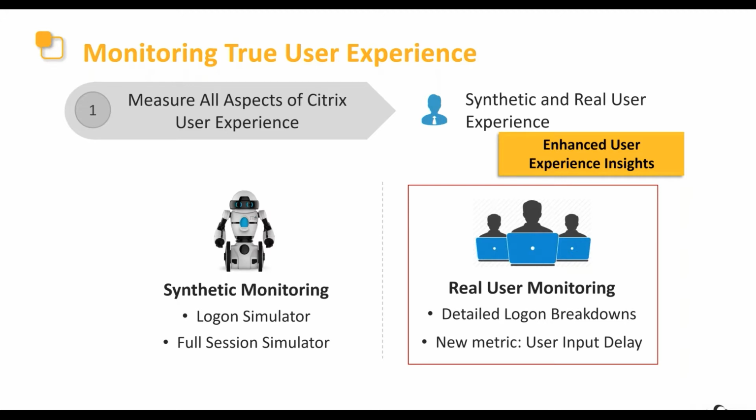Now, if it logs on fast, but the launching of applications is pretty slow, then they're not having a good experience. Same way, if launching applications is fast, but the application's consuming a lot of resources, so they really can't do much with it, again, it's not going to be a great user experience. So across the board, all of these metrics have to be perfect. And that's why we consider user experience as a composite metric.